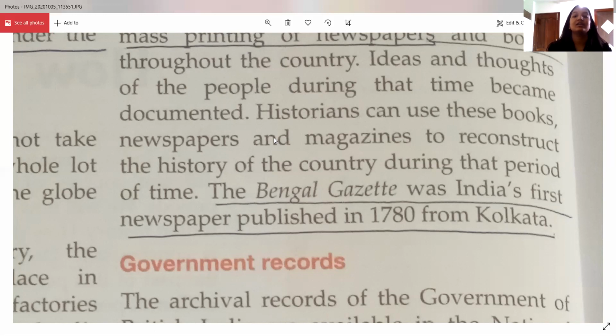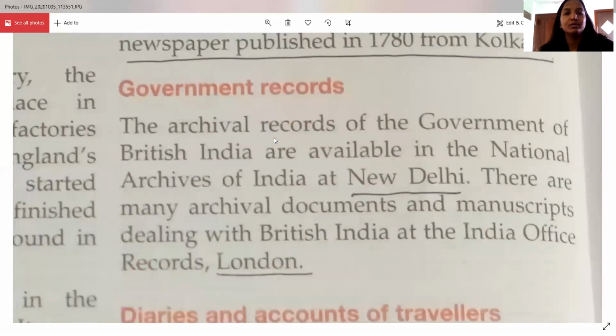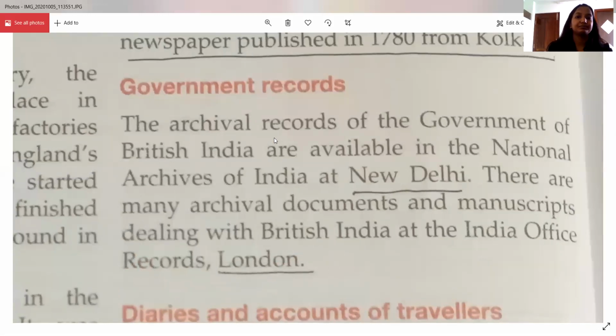And when was it? It was in 1780 and it was published in Kolkata. Now, moving on to the second source. Second source is government records.